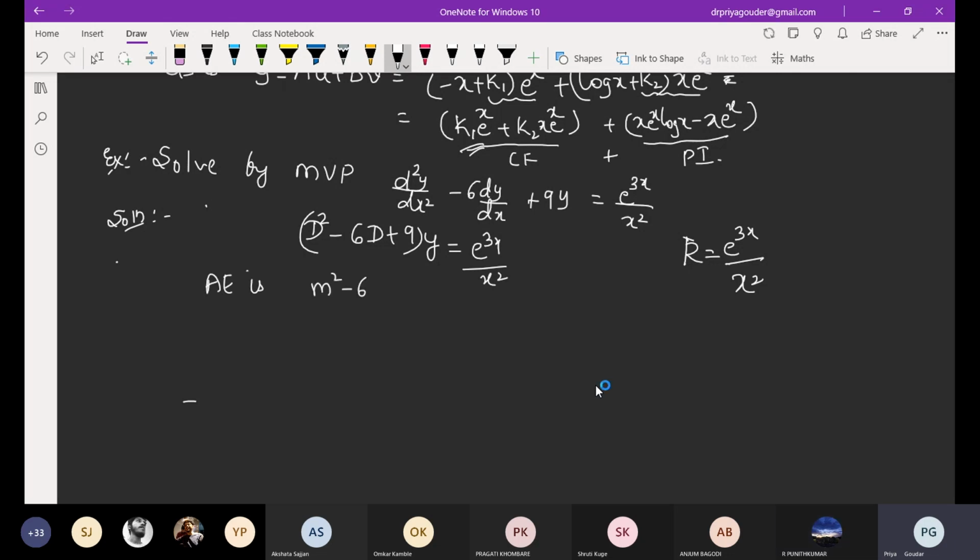What are the roots? 3 and 3. So real and equal again. So what is the CF? C1 plus C2 x, into e raised to 3x. See, this is the last part. Still, we are using the CF part. I told you in the beginning, for all the problems, we are going to find CF. So better take this exponential inside, otherwise you take your u and v the wrong way.